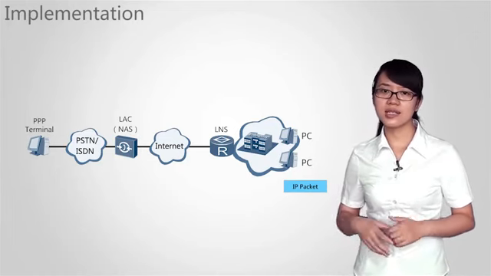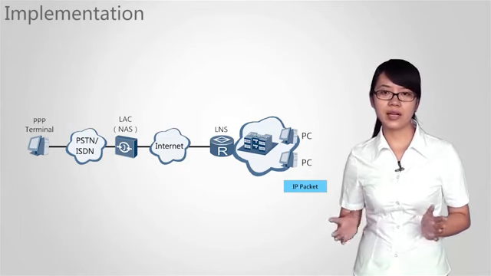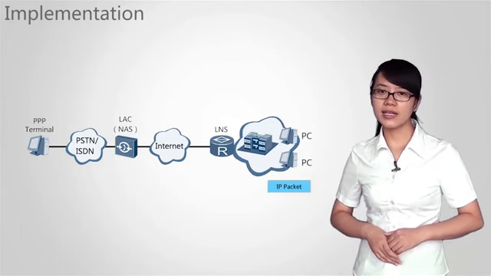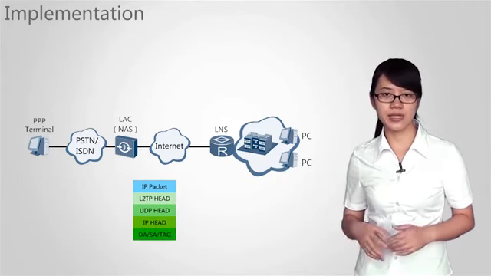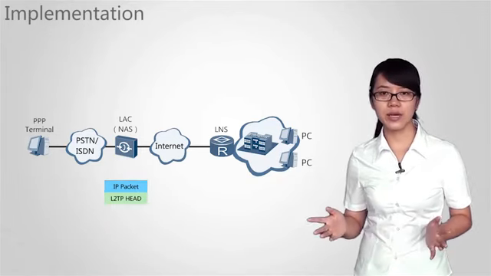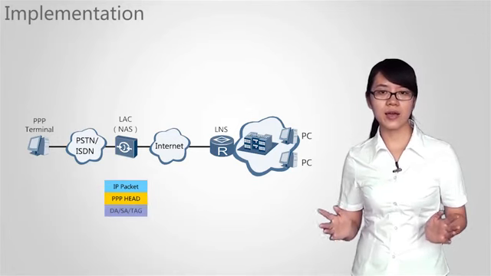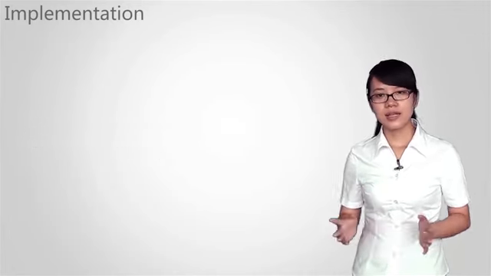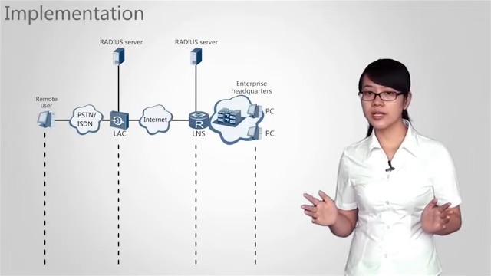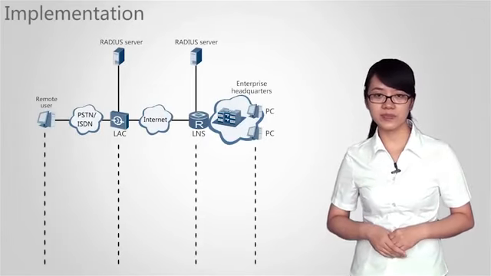When the headquarters sends a reply message back to the remote user, the packet encapsulation procedure is similar to the procedure in the preceding scenario, but the PPP header is added to the reply packet after reaching the LAC. Next, I will talk about how to set up an L2TP connection.